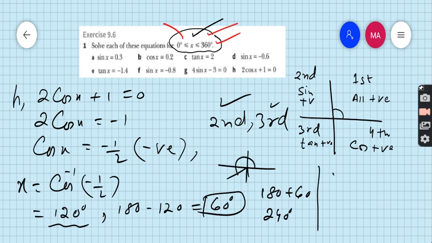Hence there are two answers. One is 120 degrees and the other is 240 degrees. This is our final answer. And if you want to confirm these two answers, just find the value of cos 120 degrees. You will get minus 1 upon 2, guaranteed. And then find the value of cos 240 degrees. Again you will get minus 1 upon 2, guaranteed. So this is question number 1, all parts from part A to part H.